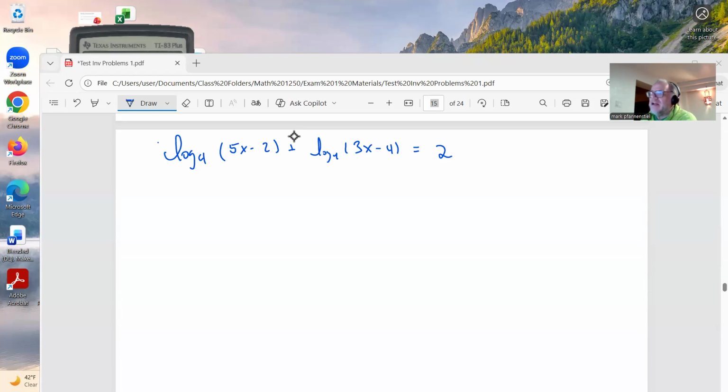So here we have log base 4 of 5x minus 2 plus log base 4 of 3x minus 4, all equal to 2. Now, on this problem, eventually I want to take the anti-log of both sides. That will get rid of the logs, and that'll allow me to solve the equation. Just like in the previous equations, we took logarithms of both sides at the end.